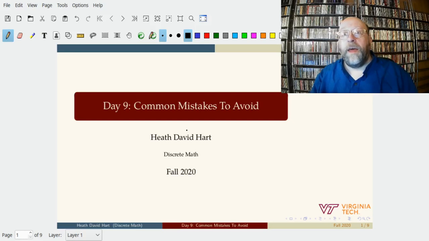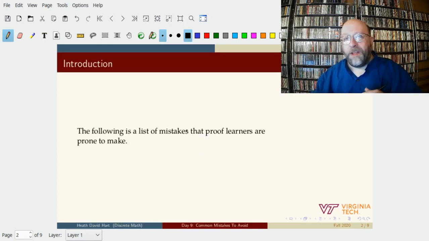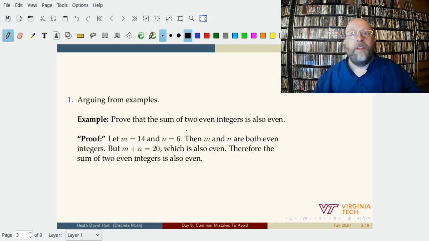We're just going to look at a couple of examples of mistakes that beginning proofwriters sometimes make. None of you will be making these mistakes, but I'd like to go over them anyway, and talk about ways that we can avoid them. So that's all we're going to look at today, is just a list of common mistakes.